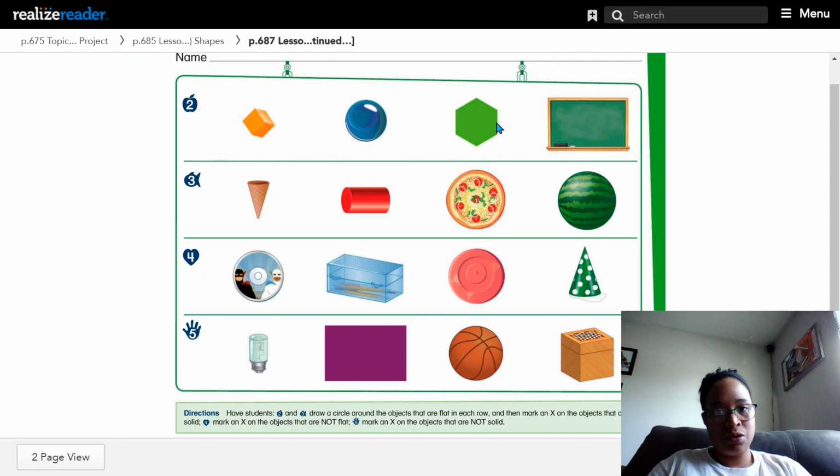All right, let's go down to our number 3, fishy, and see if we can tell which shapes are 3D solid and which shapes are 2D flat. Let's look at this pizza here.